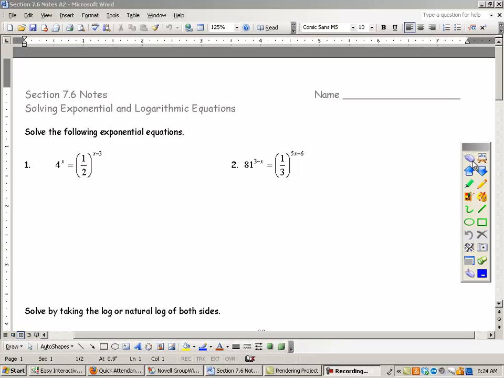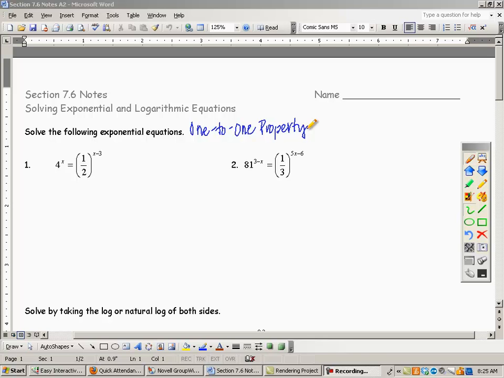Welcome to section 7.6. We're going to be using all that we know about exponentials and logs to help us solve equations. All of the work we've done in chapter 7 is to get ourselves to this point. We're starting in numbers 1 and 2 with what we call the one-to-one property. And the whole goal is to be able to cancel things off on both sides as we go through.